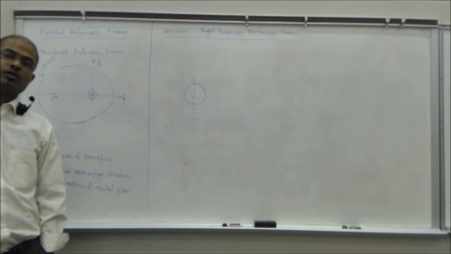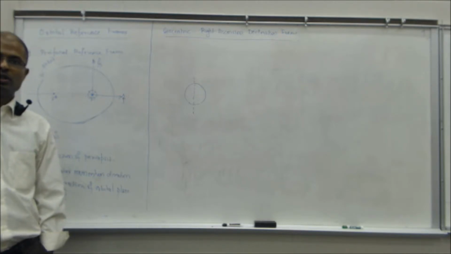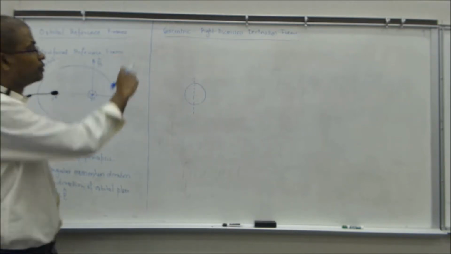So that line is always the same, right? Your plane is not going to change. Orbital plane is not going to change. Equatorial plane is not going to change. So where these two planes intersect, that is the vernal equinox.